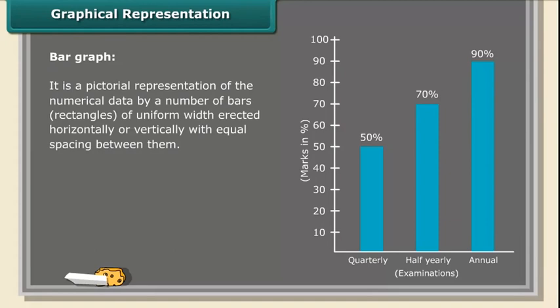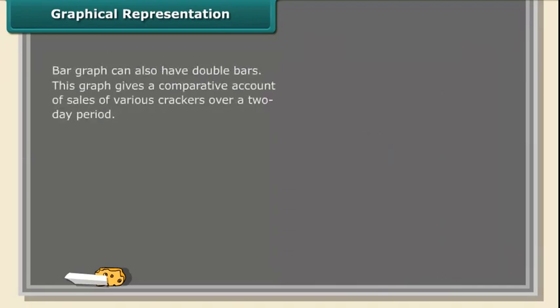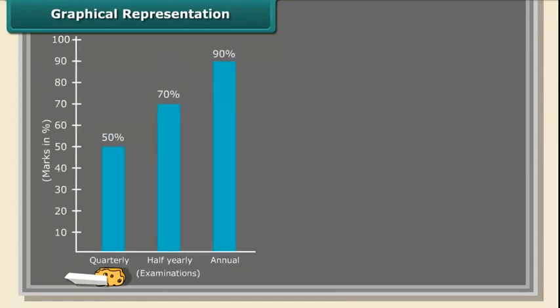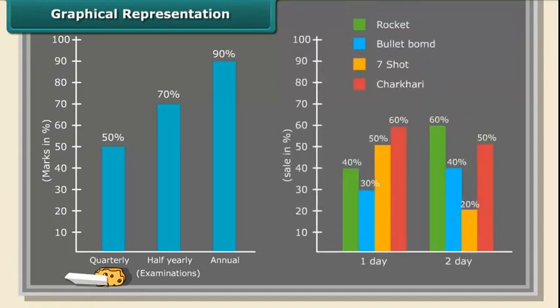From the above graph, we infer that Divya's total marks have been increasing, which shows progress in her studies. A bar graph can also have double bars. This graph gives a comparative account of sales of various crackers over a 2-day period. From the above graphs, the first graph shows the comparison of 3 examinations of a student. The second graph shows the sales of 4 varieties of crackers in 2 days.